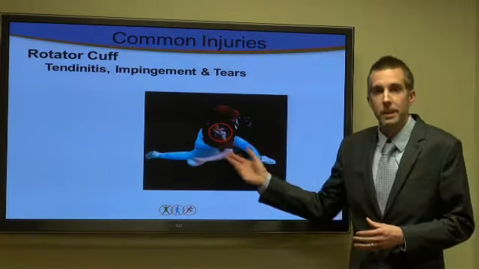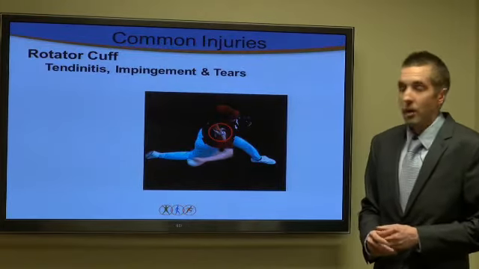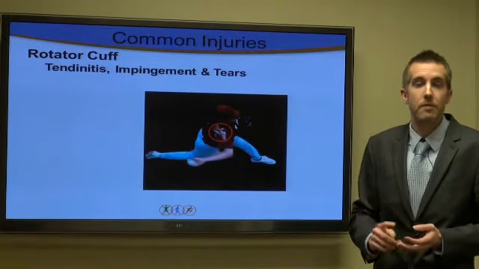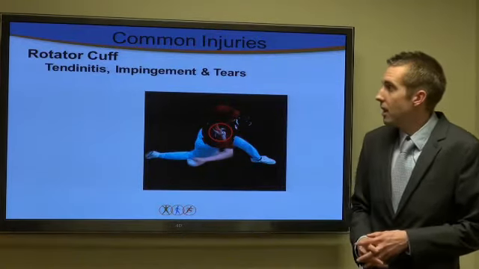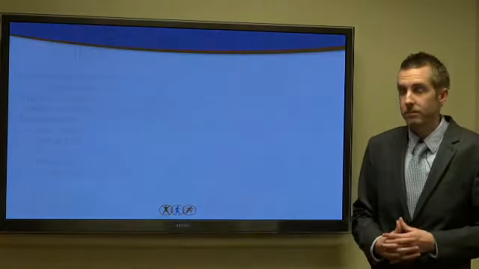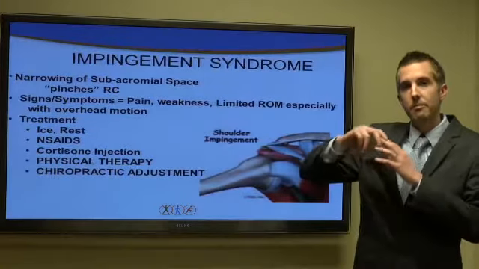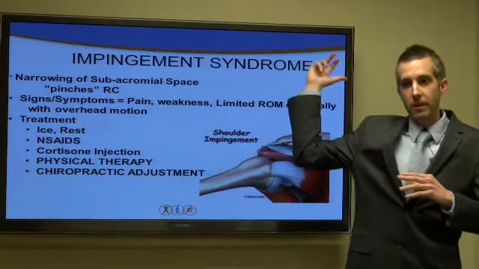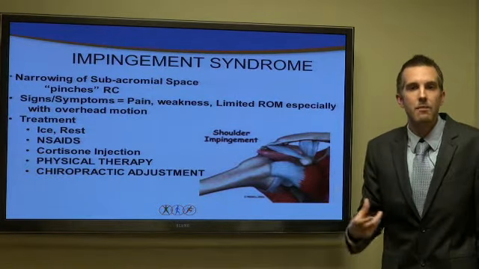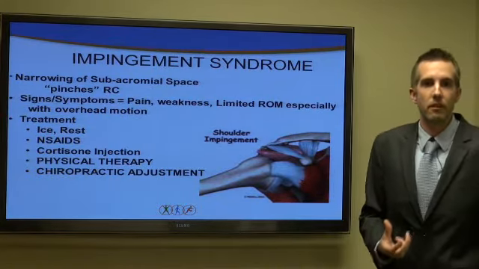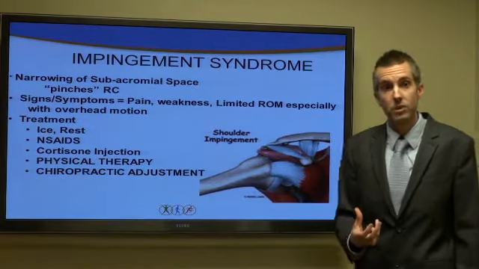A common injury, again, is the rotator cuff. You can have tendinitis, you can have impingement, or you can have tears in the shoulder. When looking at impingement syndrome, what happens is, as the baseball player brings his arm up to make that throw, you get a pinching on that rotator cuff. Over time, it can create tendinitis and inflammation of the muscle tendon. You can get bone spurs.